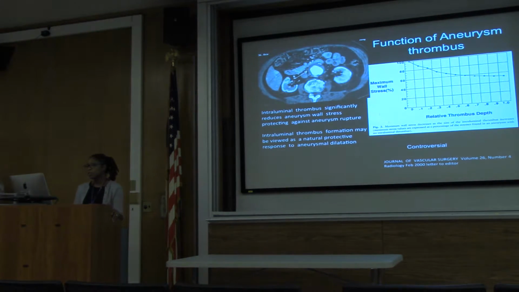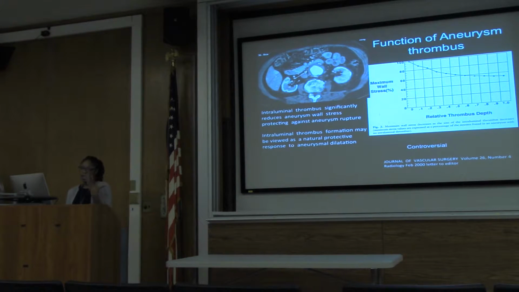There's also a controversial theory that the thrombus that forms in the aneurysm is actually the body's way of protecting from rupture, because there are some studies. You can see this study in the Journal of Vascular Surgery from 2000, which demonstrated that as the thrombus forms and gets larger, it actually decreases the wall tension in the aneurysmal sac, which can provide some protection against rupture. That's controversial, but some people believe that the thrombus is the body's way of protecting against rupture.